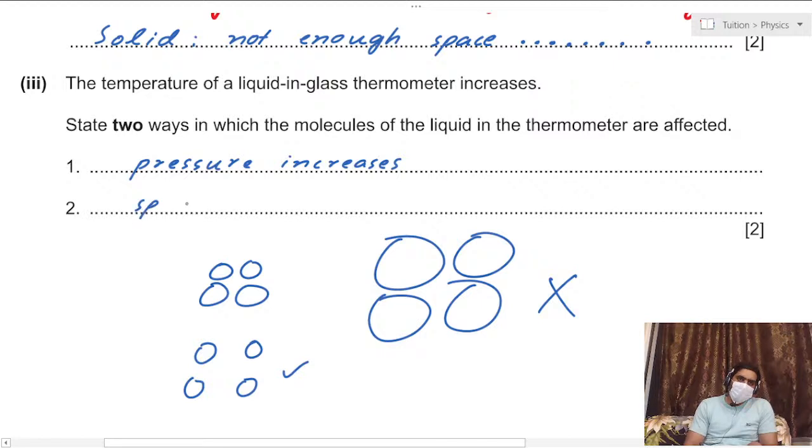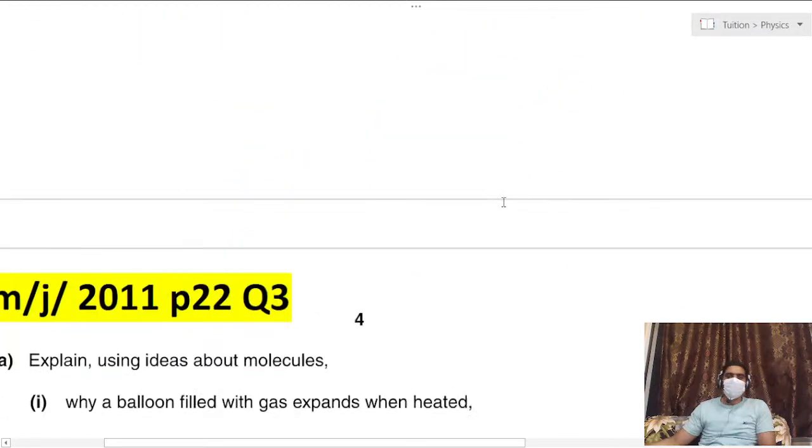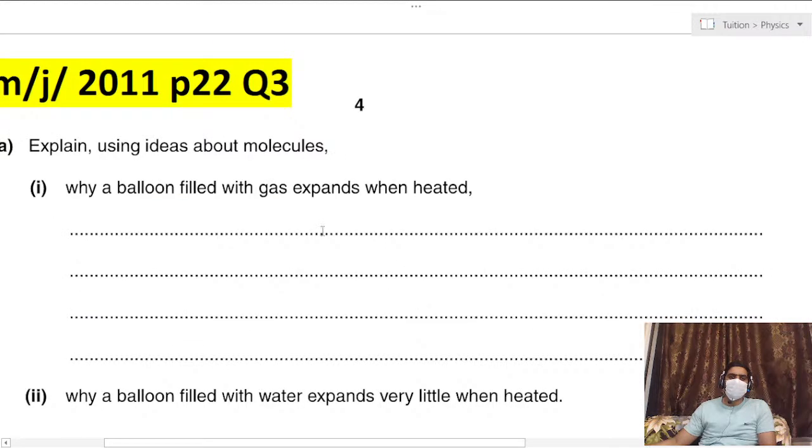So you can either write spacing increases, all right, or you can also write the kinetic energy increases, or the speed or velocity increases. All right, yeah, totally right about it.